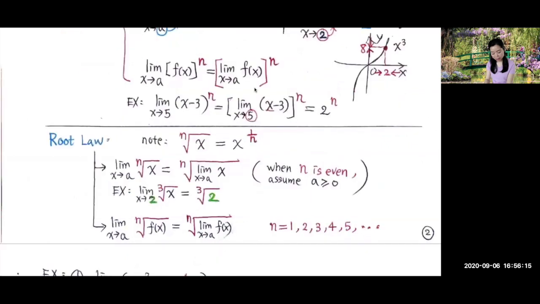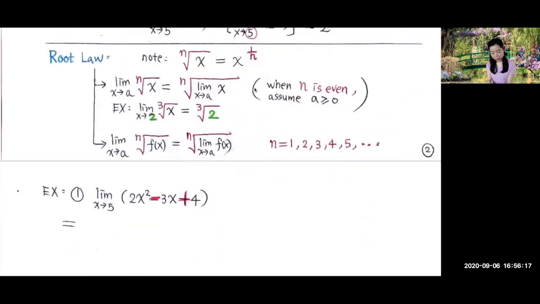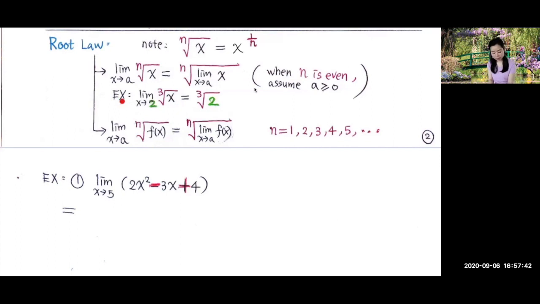The next one here is the root law. When you take the n-th root of x, you can rewrite that as x to the 1 over n power. So if you take the limit of the n-th root of x, that's the same as the n-th root of the limit. Over here, when you try to find the limit of the cube root of x as x approaches 2, that's equal to the cube root of the limit of x. The limit of x as x approaches 2 is 2. So that's equal to the cube root of 2.